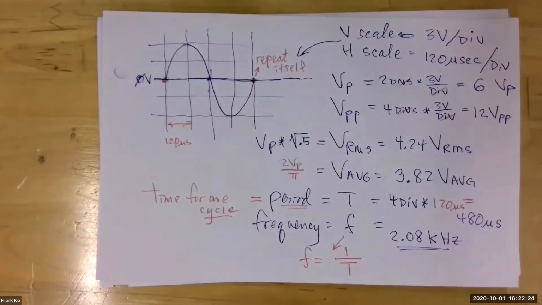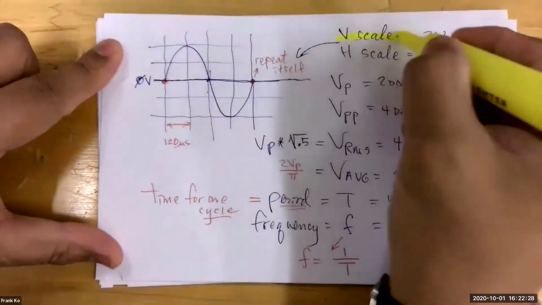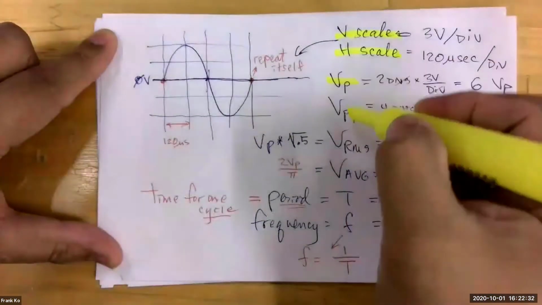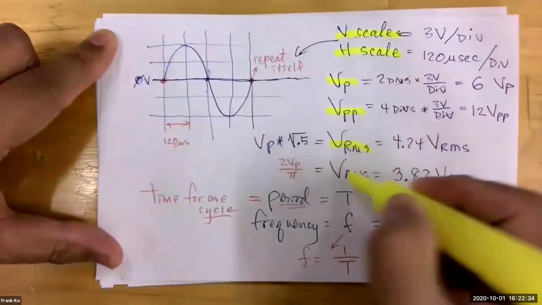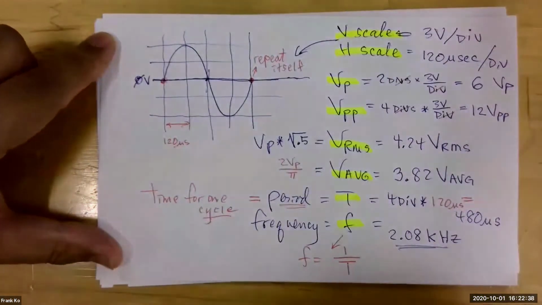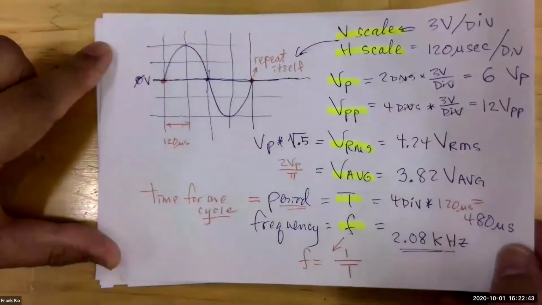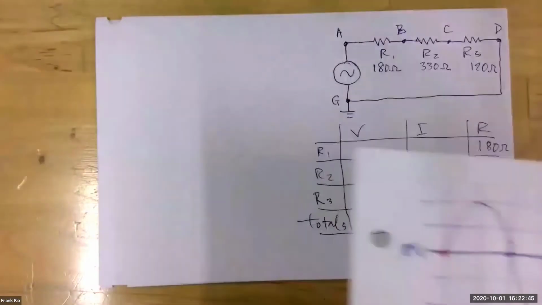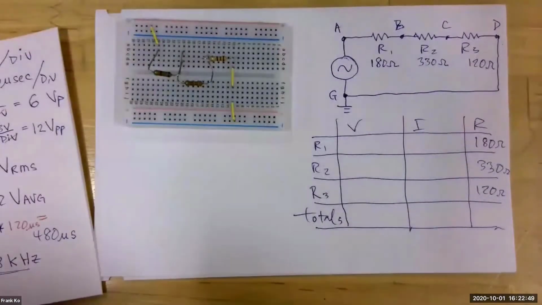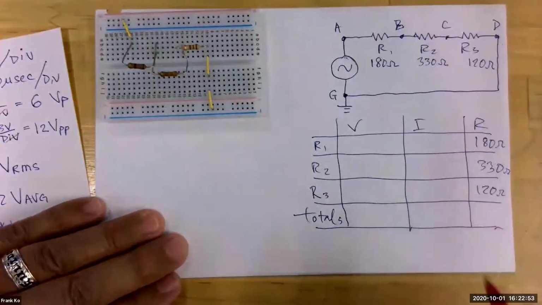values. So to reiterate, you would be given a V scale, an H scale. You would be asked to look for volt peak to peak, VRMS, the average, period, and frequency. Once we have all this information, we can now take this information back to our schematic and our circuit board, because we can set this up in class.